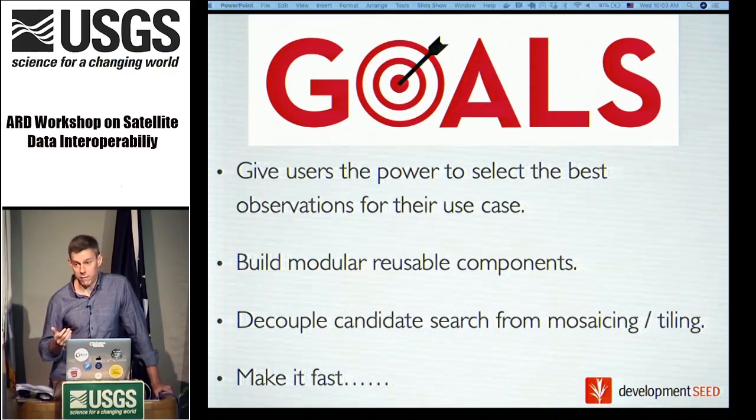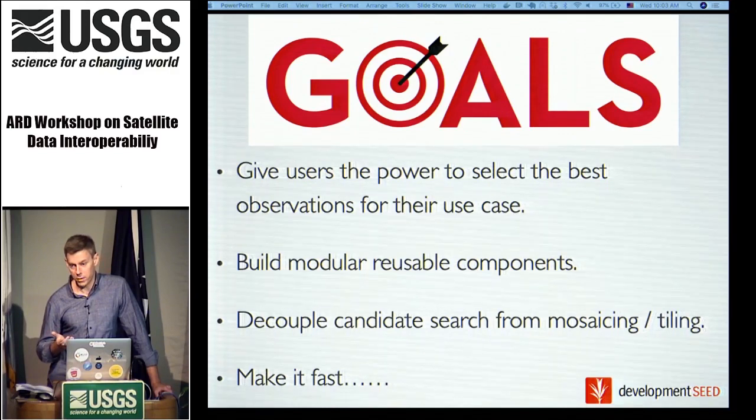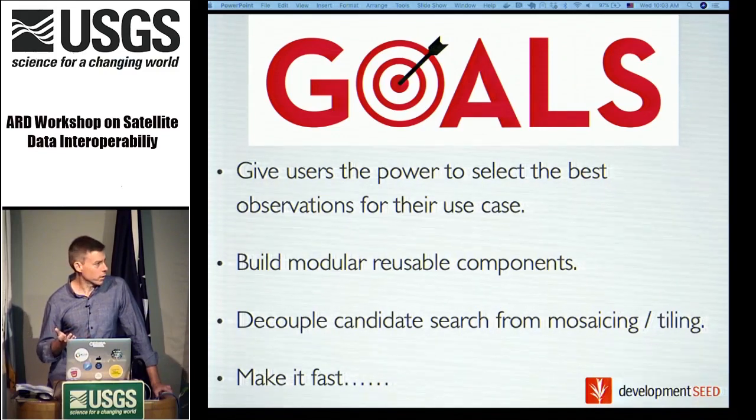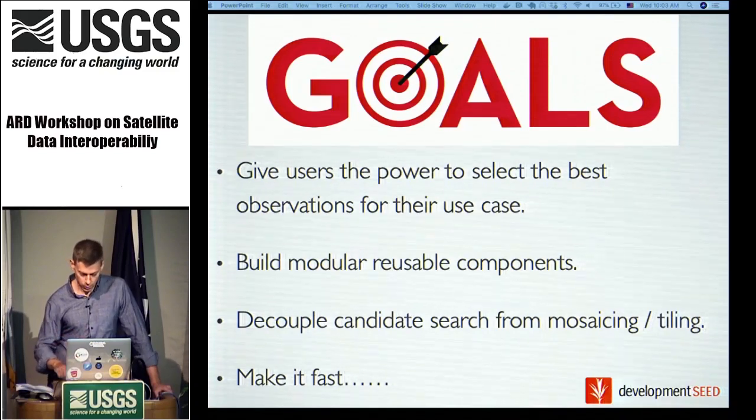And most importantly, we want to make it fast. None of this works if there's high latency. None of it works if it's slow. We have machine learning pipelines where we want to completely leverage GPU usage, and we want to make sure that our utilization rates are high. So if tiles are slow, it's not going to work for us.